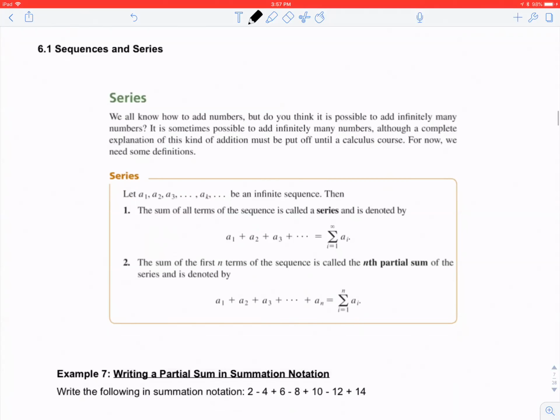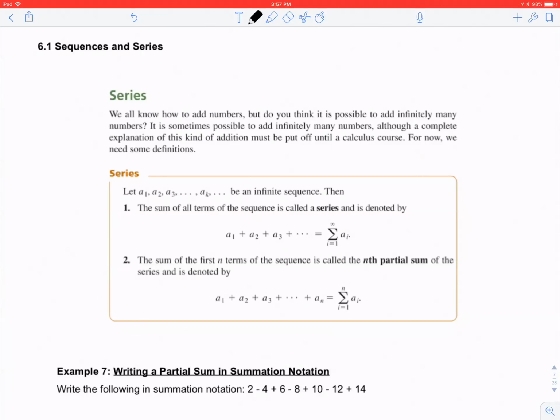So then a series. We all know how to add numbers, but do you think it's possible to add infinitely many numbers? It's sometimes possible, although a complete explanation of this kind of addition must be put off until calculus. For now, we have some definitions. We have a1 to ak and on. This is going to be an infinite sequence. Notice that the last thing in the sequence is an ellipsis, which says to continue the pattern forever.